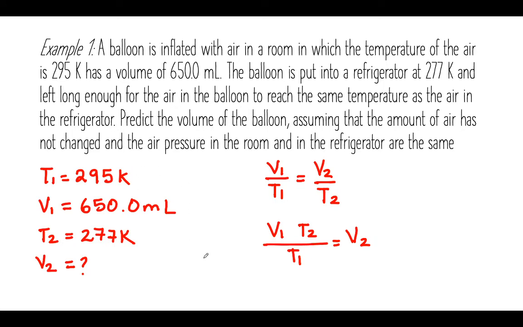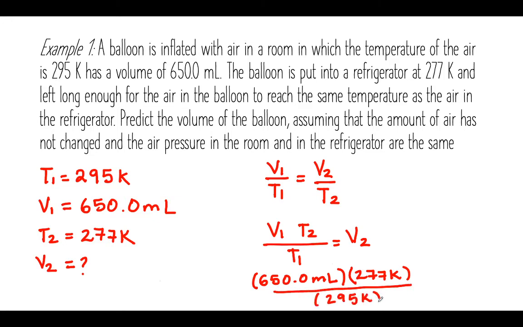Now let me just sub in my numbers. So volume is 650.0 milliliters times T2, which is 277 Kelvin, divided by 295 Kelvin. This gives me V2. Now my kelvins do cancel out. Now it is very important for us to remember that if we are using Charles's law, our temperature has to be in Kelvin. So if you were given in this question degrees Celsius, you have to use our conversion to convert into Kelvin and then use our formula.